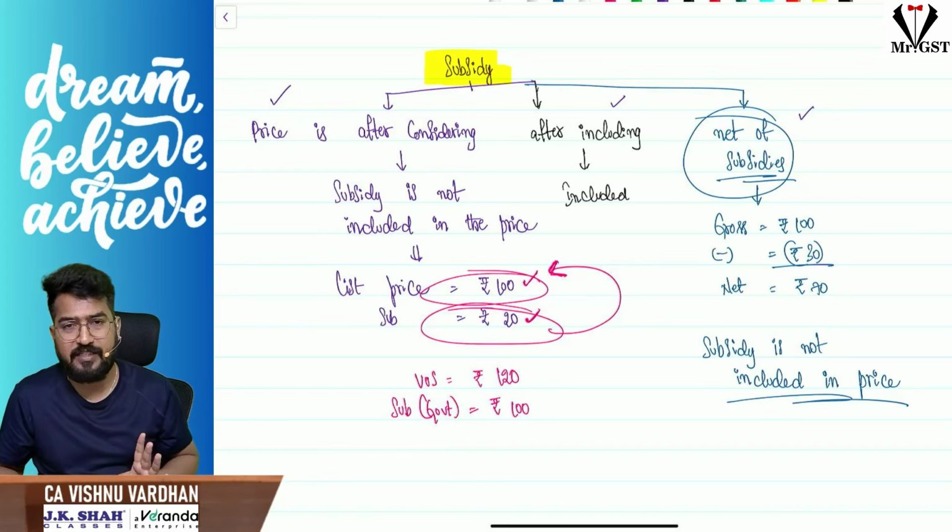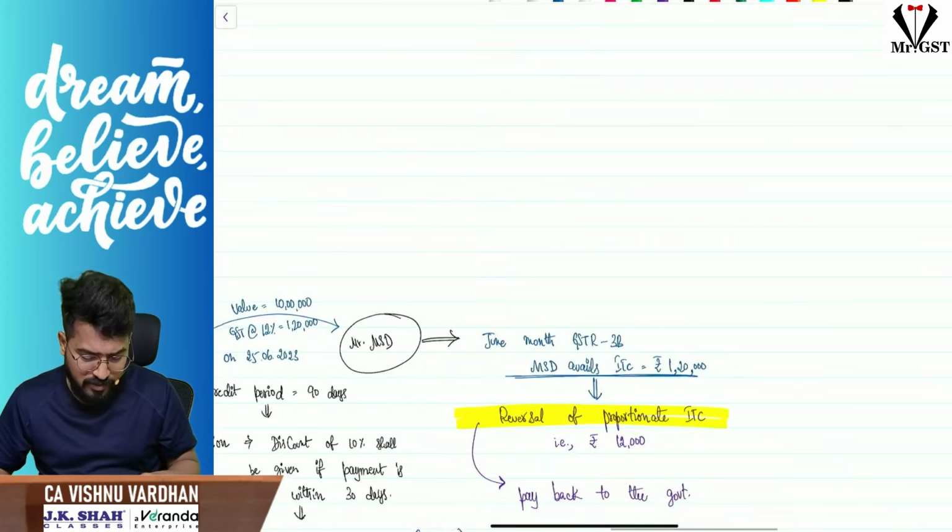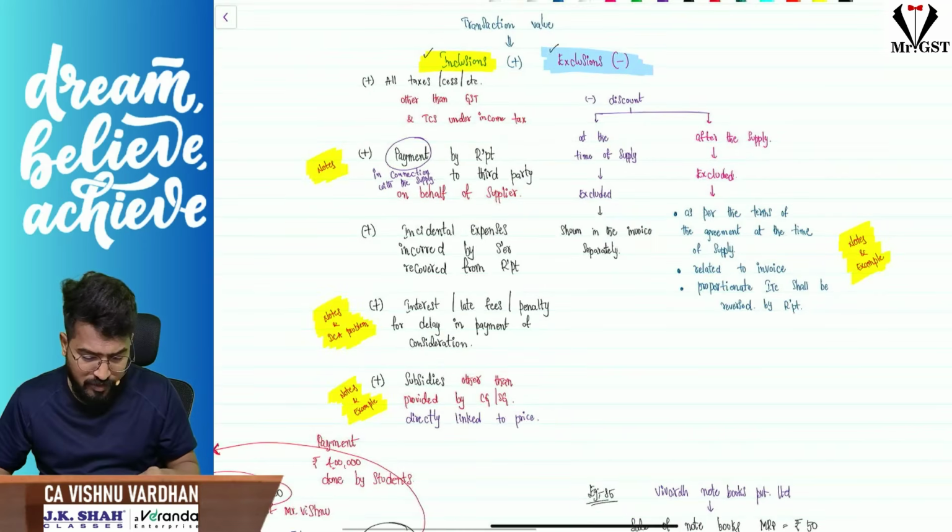With respect to subsidies, we are done with the inclusions part. Hope you are clear with these inclusions. So five inclusions we have discussed.